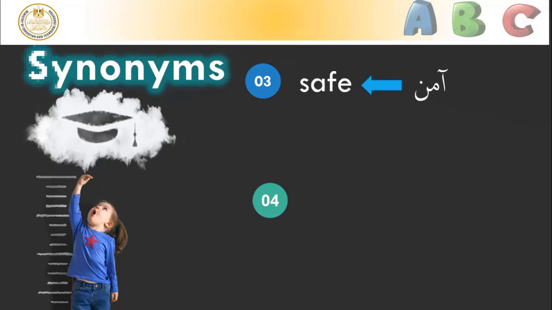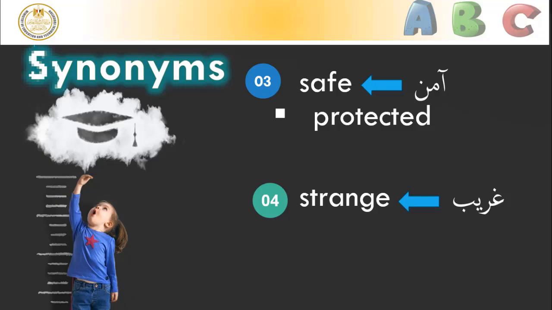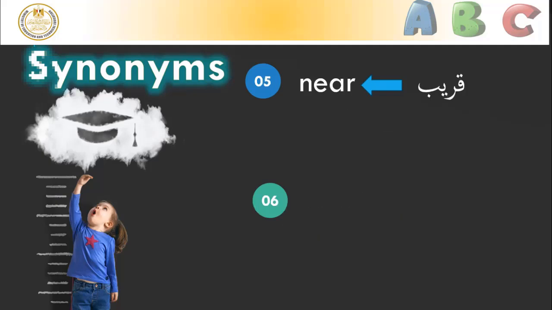Safe. And the meaning of safe is protected. So the synonym of safe is protected, محمي. And next, strange. And the meaning or the synonym of strange is abnormal. Abnormal.